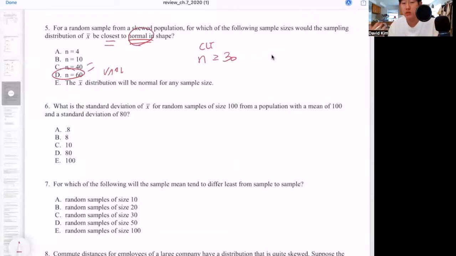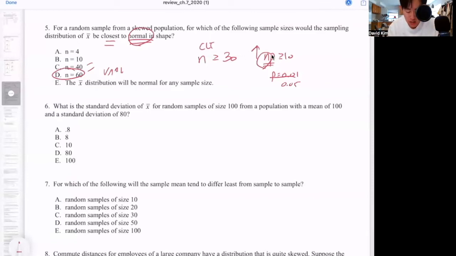And we're talking about closest to normal. So the higher the sample size, the more normal in shape it is going to be. And also in the case of n times p greater than or equal to 10, we don't know what the probability is going to be. The probability can be really small, it could be 0.05 or whatever. But when n is big enough, it can account for even the smallest probability. So there's a higher chance that it could be normal in shape just because it has a higher sample size.